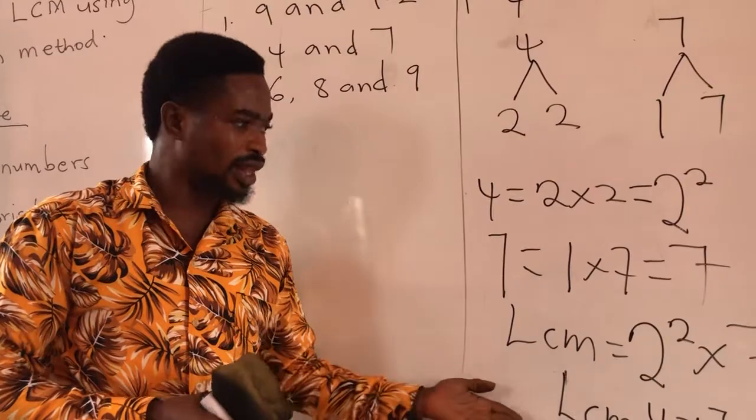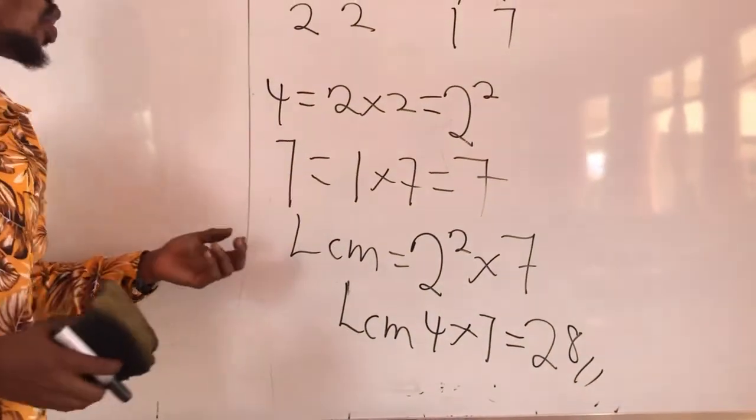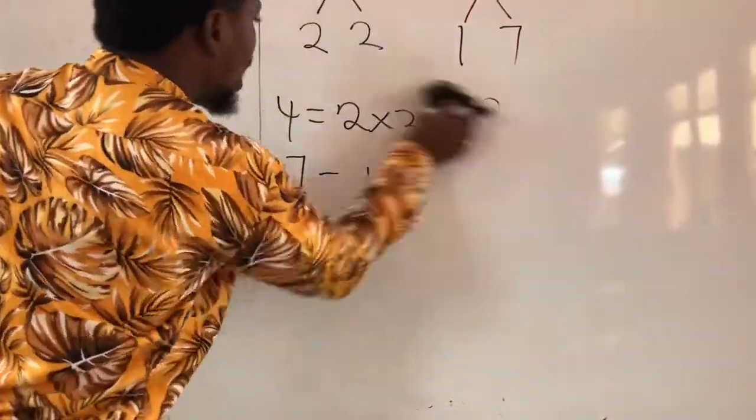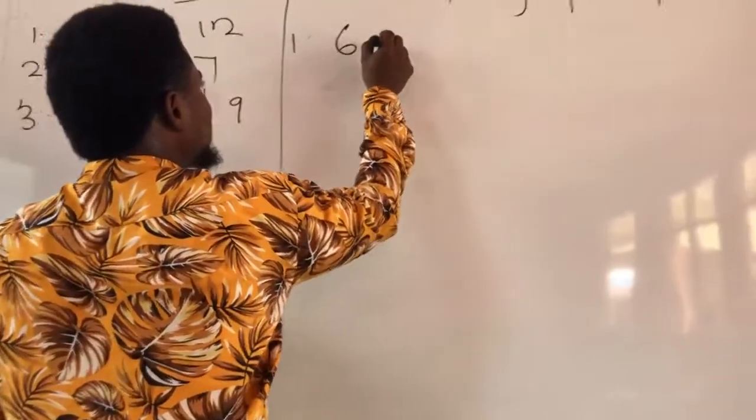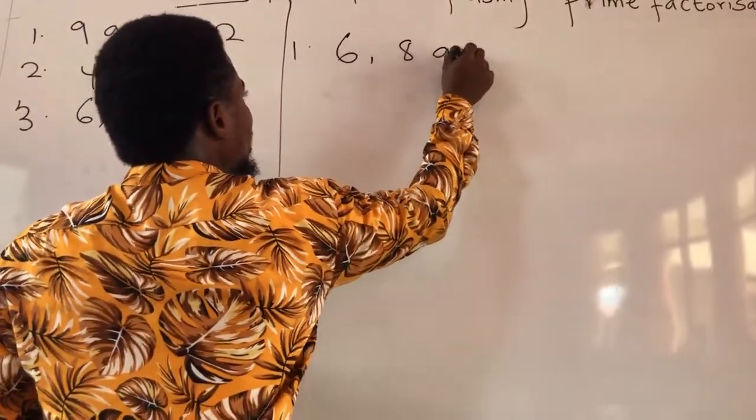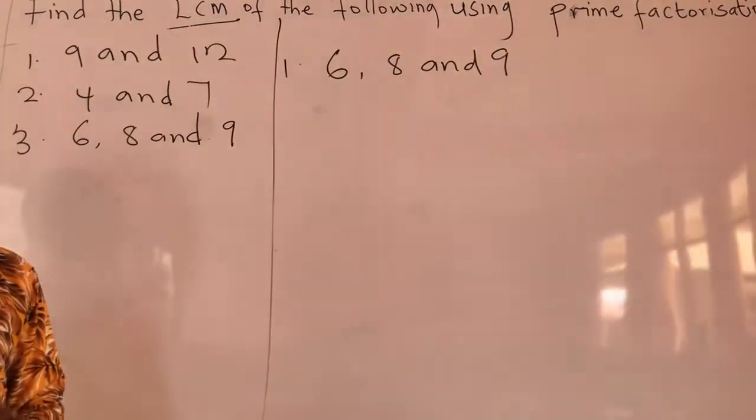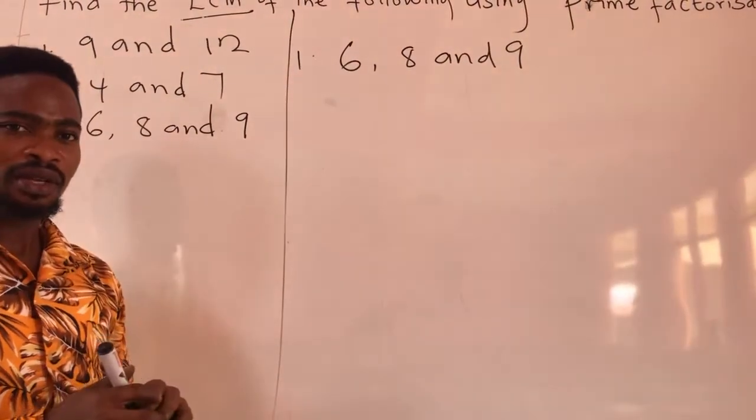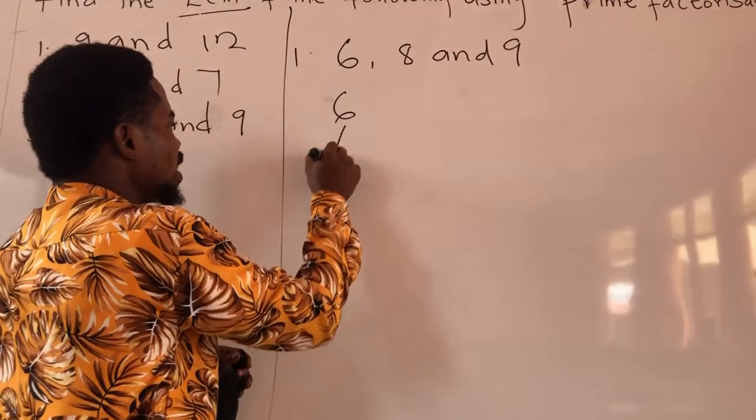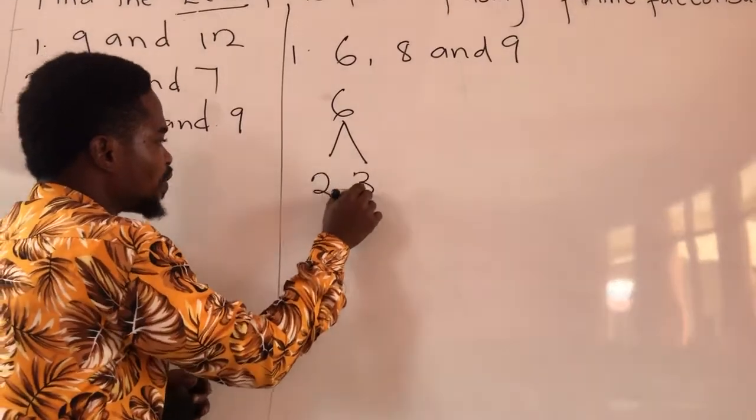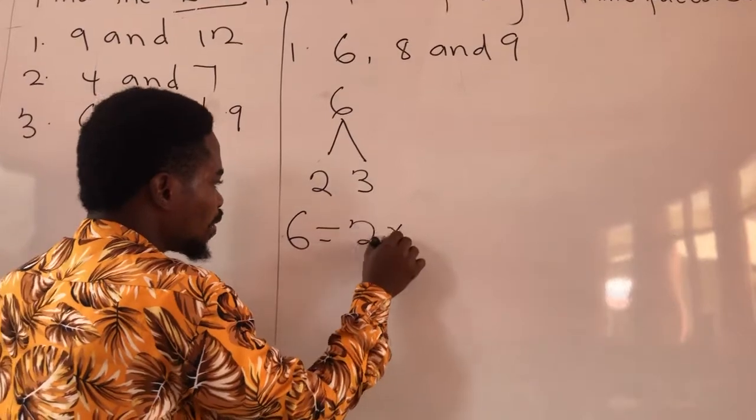I hope you understand this one. Okay? Shall we move on to question number 3? Question number 3 is 6, 8, and 9. Now we have 3 numbers here. Let us see whether we can solve it. Alright? Now 6 is 2 times 3, which is this 2 times 3.